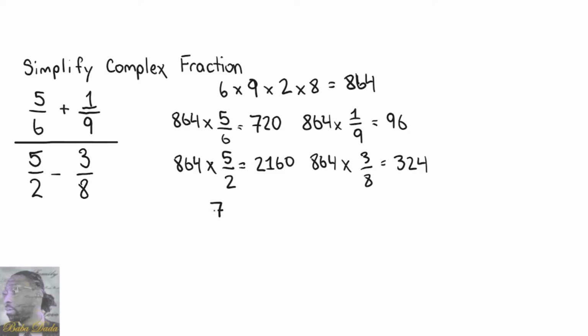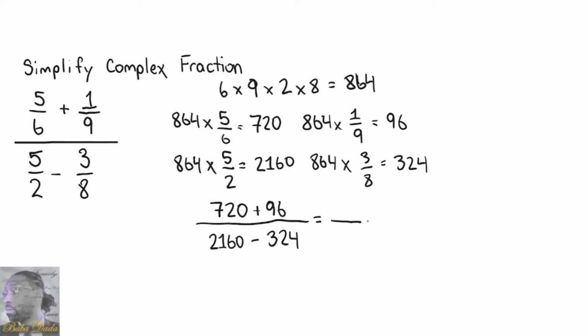So we have 720 plus 96 on top, and then on the bottom we have 2,160 minus 324. Now all we have to do is add 720 plus 96 to get our new numerator, and subtract 324 from 2,160 to get our new denominator, and then we divide, and that will give us our answer.